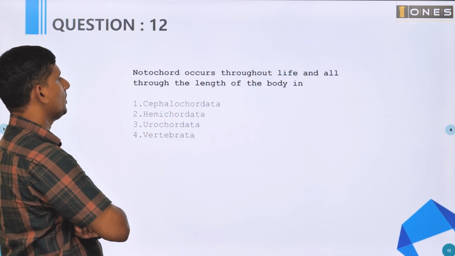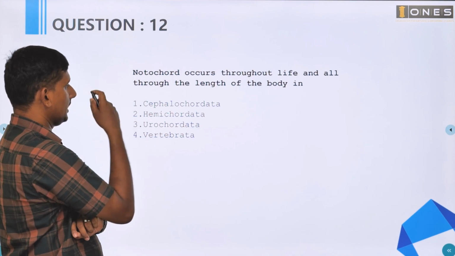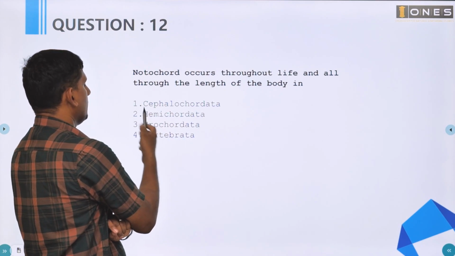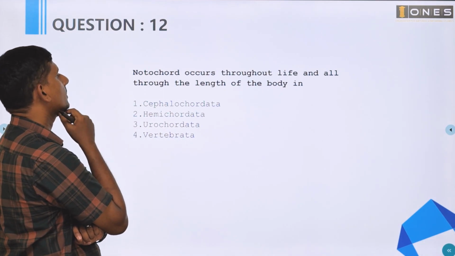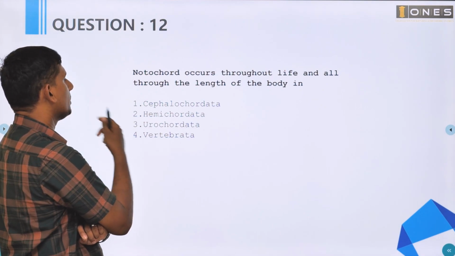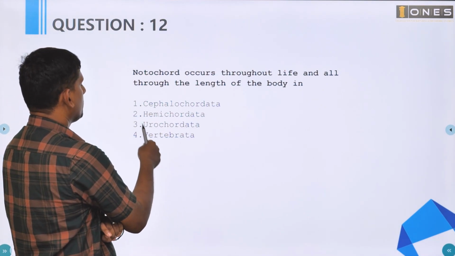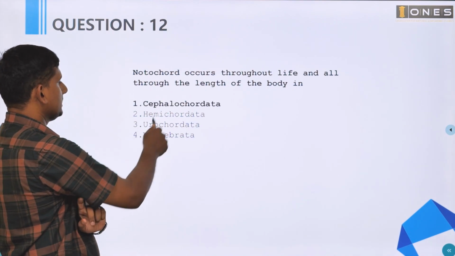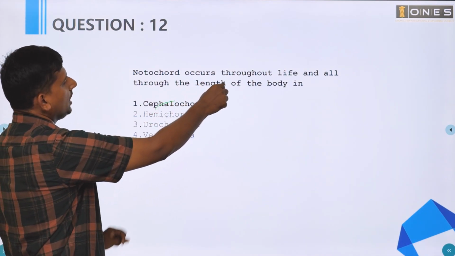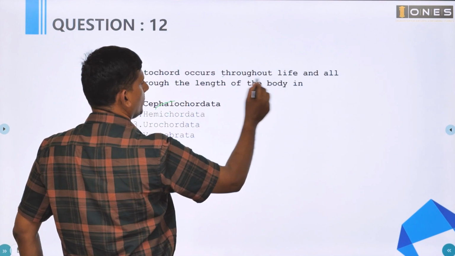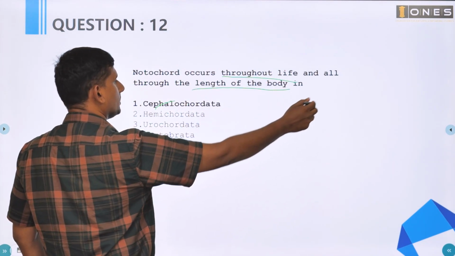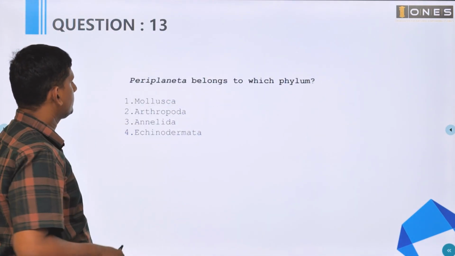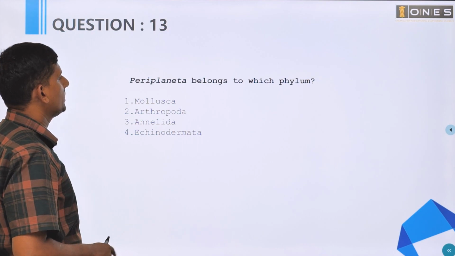Now the next question is, notochord occurs throughout life and all through the length of body in cephalochordata, hemichordata, urochordata and vertebrata. So the answer is cephalochordata. Notochord occurs throughout life, means the full life, and all through the length of the body means head to tail. That is cephalochordata.